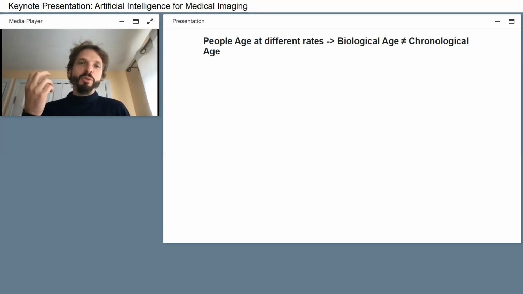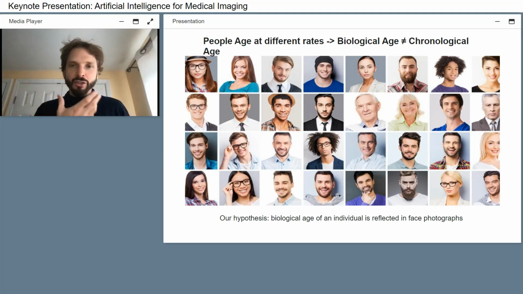So what we wondered is whether your biological age is also reflected in a simple selfie. If you have a picture of an individual, is the biological age also reflected there? This is similar to the eyeball test of a clinician: when a clinician walks into a room and sees the patient, they often really know whether this individual is doing well or not. So our main hypothesis is that the biological age of an individual is actually reflected in a face photograph. And we are doing research studies now to extract that information and also see what the clinical utility of this is.